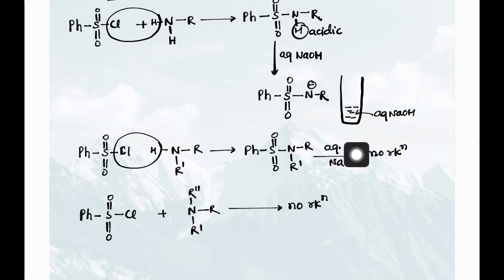Now, how to distinguish between 1, 2 degree and 3 degree? Because we are not getting any product in the 3 degree, but still it will be insoluble in aqueous NaOH, just like 2 degree amine. So how to differentiate 2 degree and 3 degree?